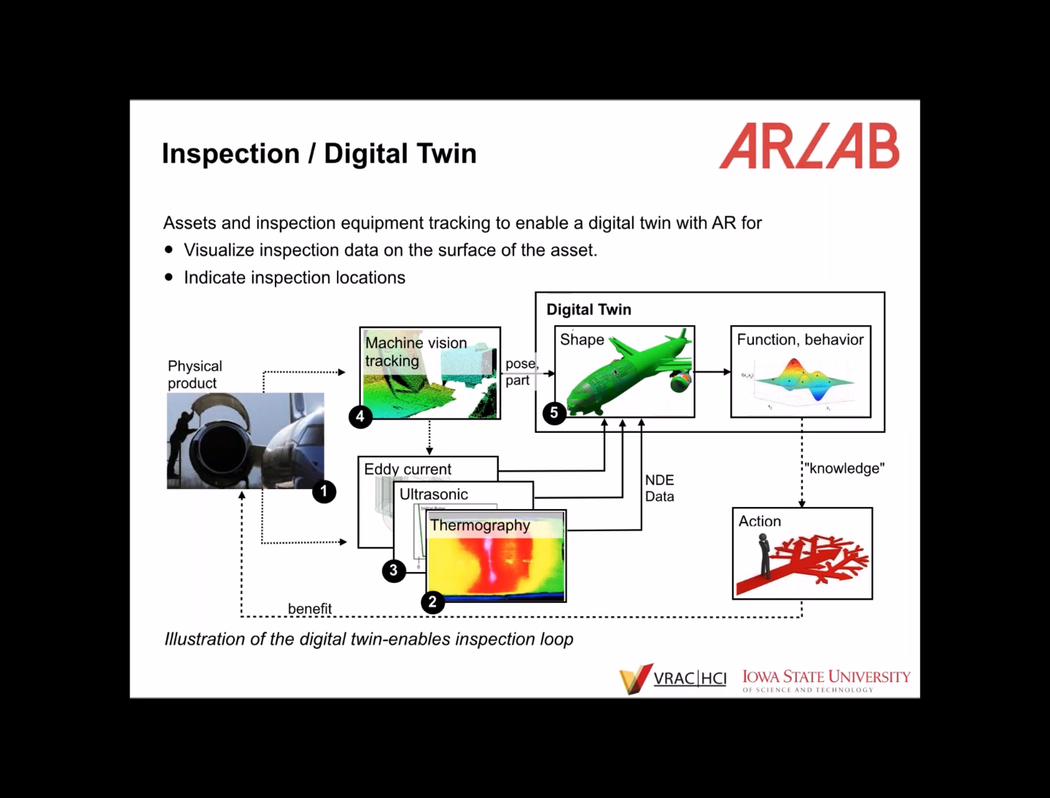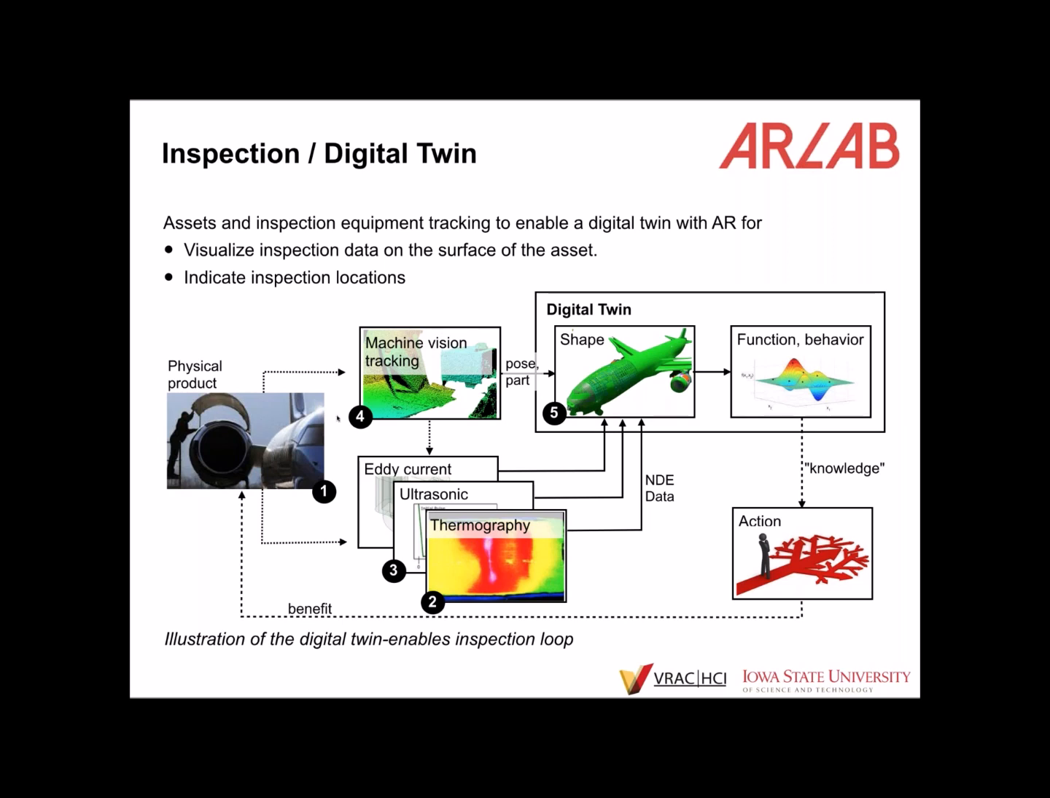So where, for instance, an inspector on a tarmac uses an ultrasonic probe to detect cracks in the airframe or fuselage of an airplane. So you have your physical product here, an ultrasonic probe or an eddy current probe to detect cracks or corrosion. And they are usually hand-guided by an inspector. So to get this data into a digital twin model is quite hard, because you don't know where the probe is with respect to your physical product. So where do we come in here?